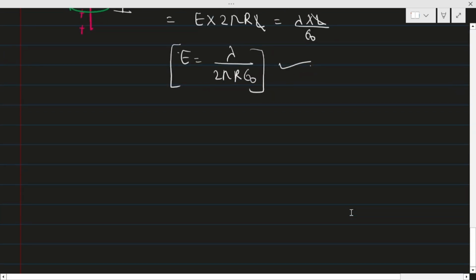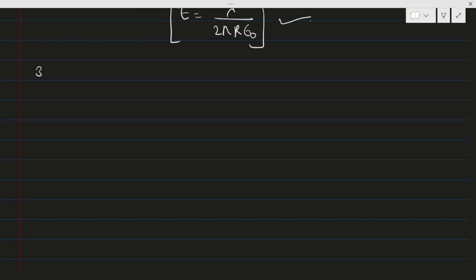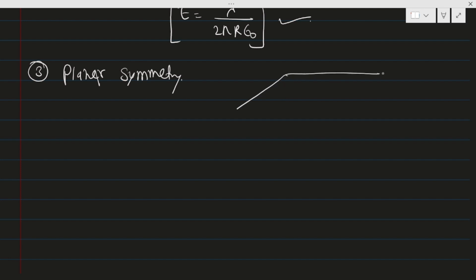Let's discuss the last case, which is planar symmetry. To understand planar symmetry, assume this is the surface, and the charges on the surface are positive charges distributed everywhere. If we need to say what the charge density on it is, the charge density is sigma. Sigma is the total charge Q over A. This is the total charge.